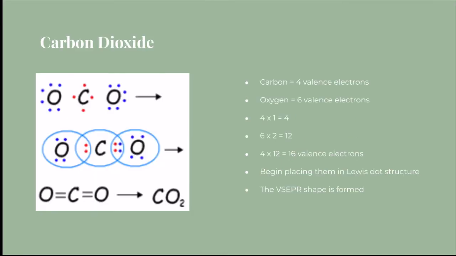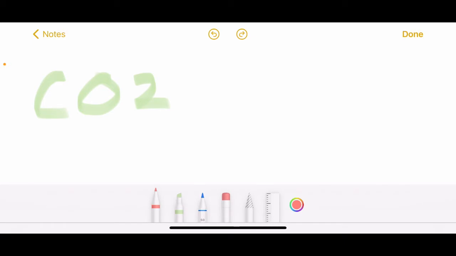Our first step is to determine the group that the element is in. So for example, carbon is in group 4, so it has 4 valence electrons, and oxygen is in group 6, so that means it has 6 valence electrons. And these groups are on the periodic table. So like I said before, carbon has 4 valence electrons and oxygen has 6 valence electrons.